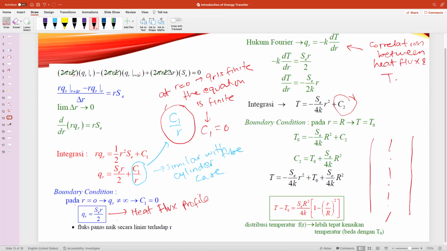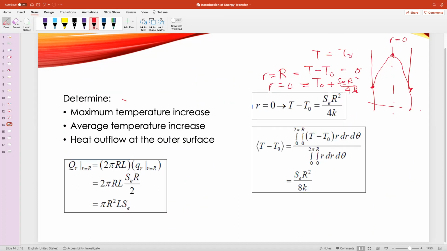But now, because of the Se heat generation, the inside would be very hot, the maximum, while the outside would still be 0. Because there is a difference, we can see the temperature distribution. Here again, we can determine the first one, the maximum temperature increase, and then also the average temperature increase, like this.